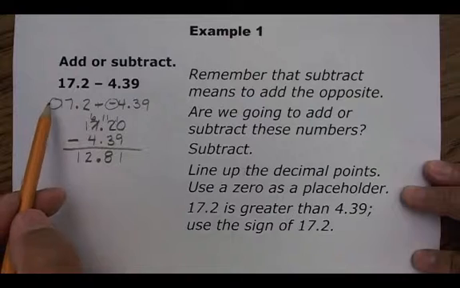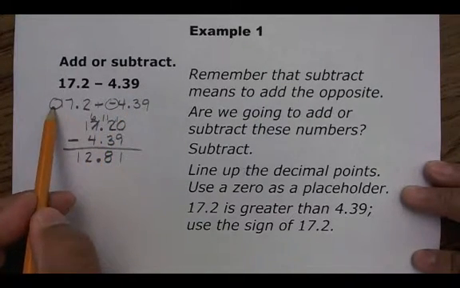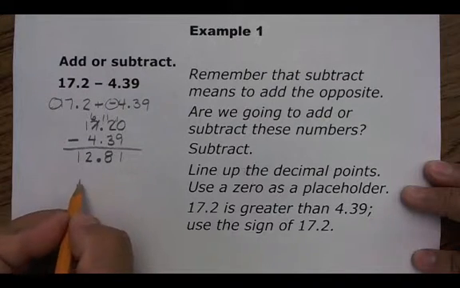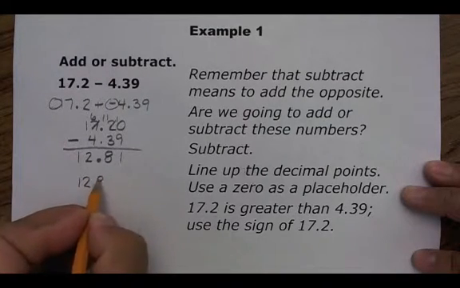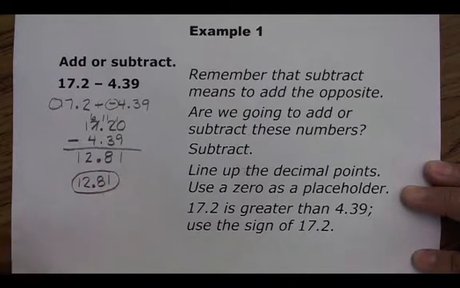All right. The 17 is bigger than the 4, so we keep the sign of the 17, which is a positive. So my answer is going to be positive 12.81, or 12 and 81 hundredths.